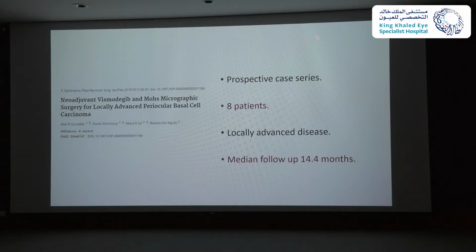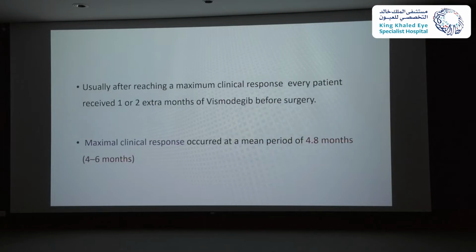They included 8 patients with locally advanced disease with a median follow-up of 4.4 months. How they did it, they usually started the treatment until reaching maximum clinical response. And afterwards, they gave the patient 1 or 2 extra months of Vismodegib before surgery. Usually, the maximum clinical response was achieved with a mean period of 4.8 months, with a range between 4 and 6 months.